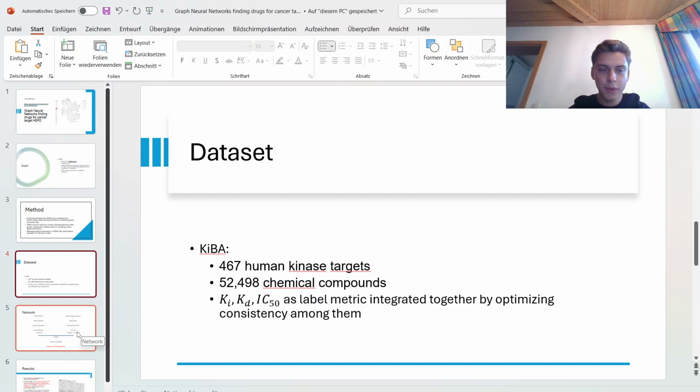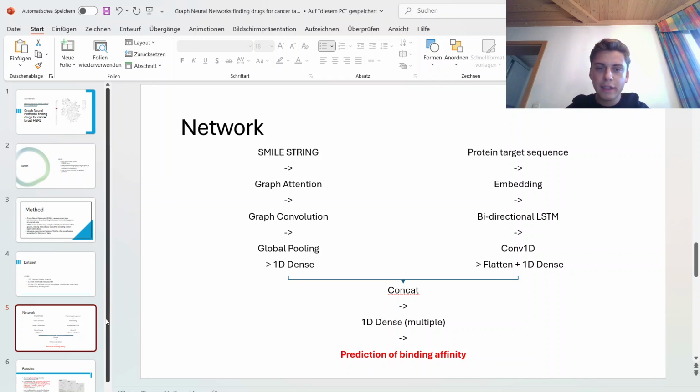Yeah, so the network, which is the most interesting part: the SMILES string is encoded into a graph. That graph is one hot encoded and is then fed into a graph attention layer, fed into graph convolutions, and into global pooling and one-dimensional dense layers.